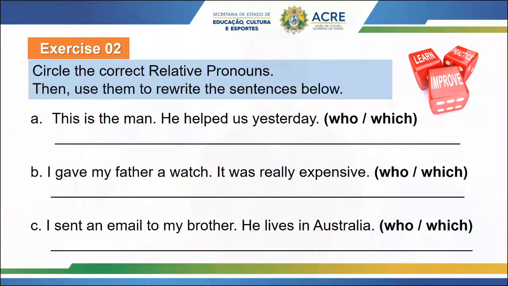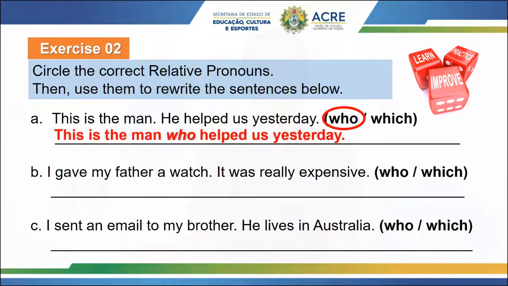Letter A, we're talking about a man, right? So letter A, we are going to use who, right? We are going to use the relative pronoun who. Now let's combine these two sentences. The correct answer is, this is the man who helped us yesterday, right? Okay, very good.